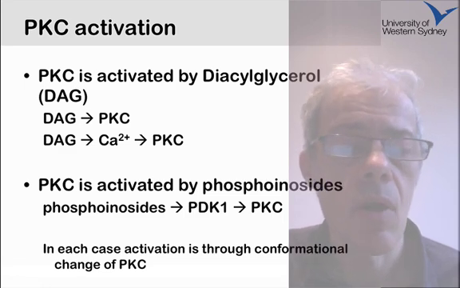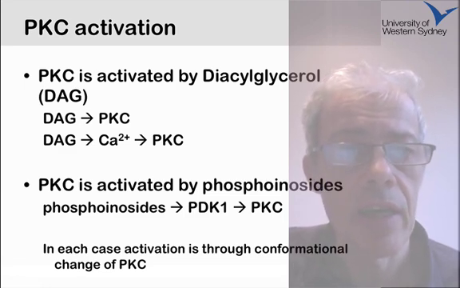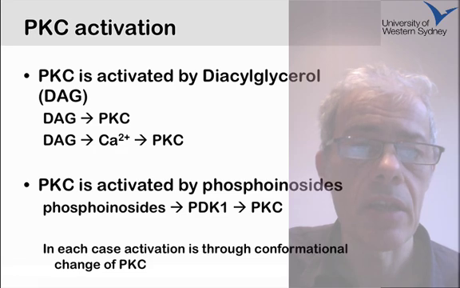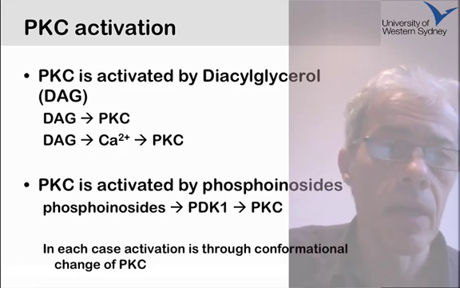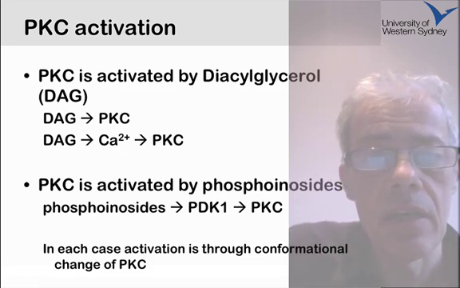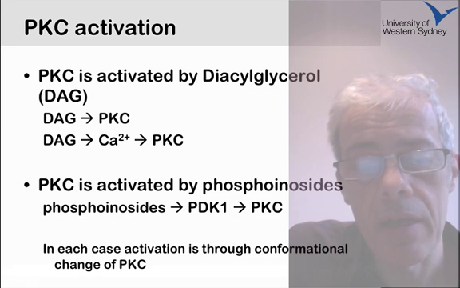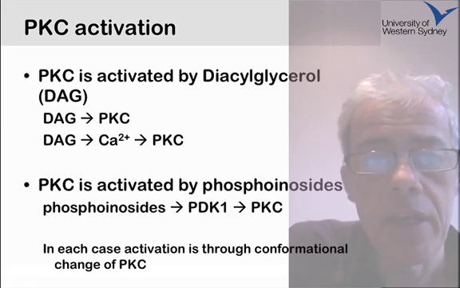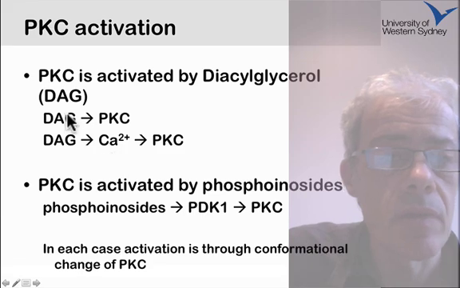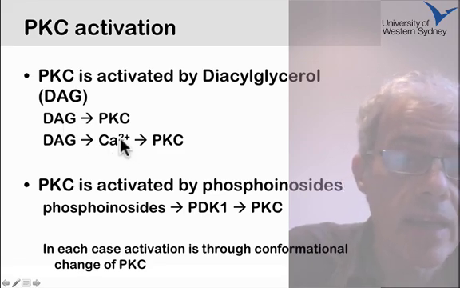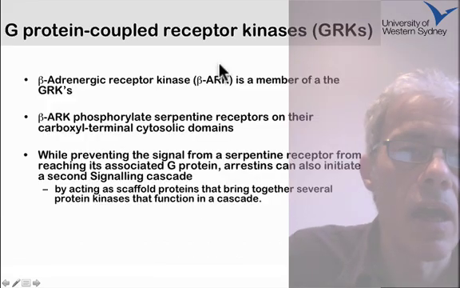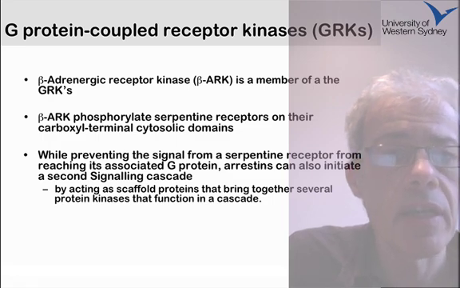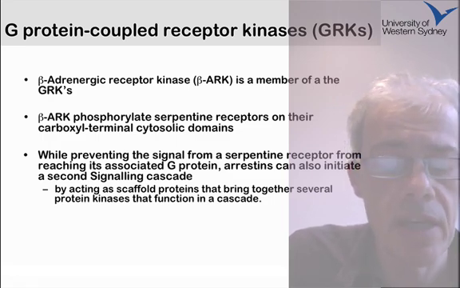Another example of a regulatory kinase in the cell is protein kinase C. Now, protein kinase C is not regulated by cyclic AMP. Protein kinase C is regulated by the combined action of diacylglycerol and calcium ions. Another example of a protein kinase in the cell is a G protein coupled receptor kinase.